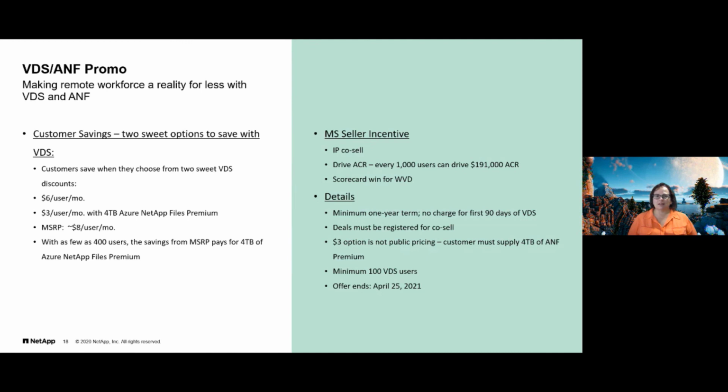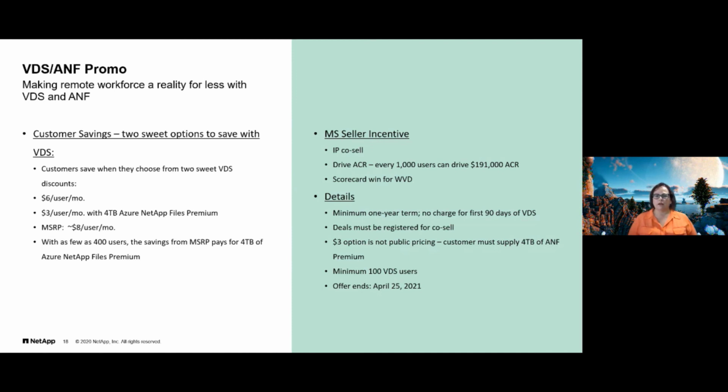If you select VDS from the marketplace, you can get it for $6 per user per month. However, if you also select 4 terabytes of Azure NetApp Files premium, you can get that down to $3 per user per month. The MSRP is about $8 per user per month. So you can really save some money here. And you can do so with as few as 400 users. And again, you pay for 4 terabytes of Azure NetApp Files premium.